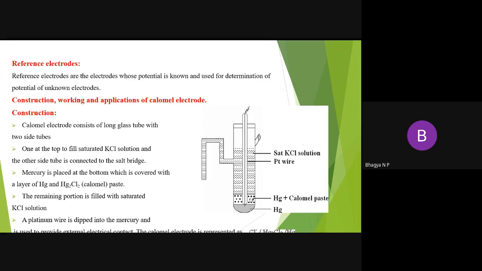is in contact with the calomel, that is Hg2Cl2. The next, this calomel is in contact with the mercury. That means between KCl and the calomel there is a boundary line, and that boundary line is represented by a single vertical line. And between mercurous chloride, that is Hg2Cl2, and mercury there is also a boundary line, represented by a vertical line. In that way, we represent the calomel electrode.